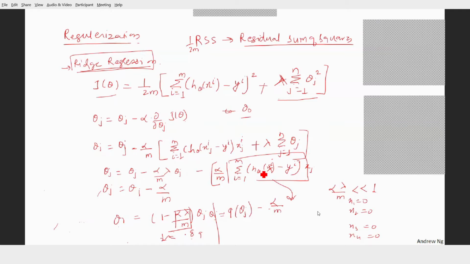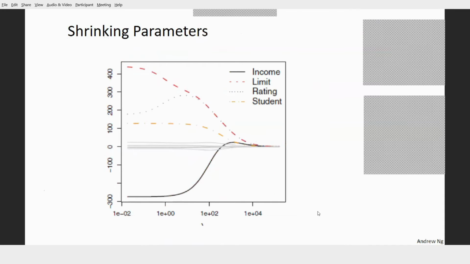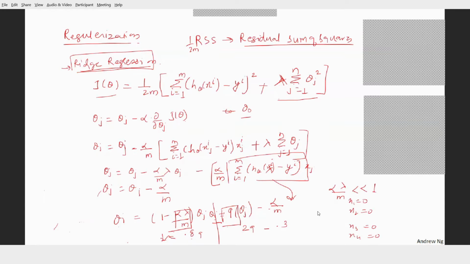So what is happening is that my theta j earlier was being updated on the complete value. So earlier, if the value of theta j was suppose 29, then 29 minus some value, suppose 0.3 or 0.4, it would be 29 minus 0.3. But here what we are doing, we are also shrinking it by this factor, which is 0.9. Now, what is the advantage of shrinking?